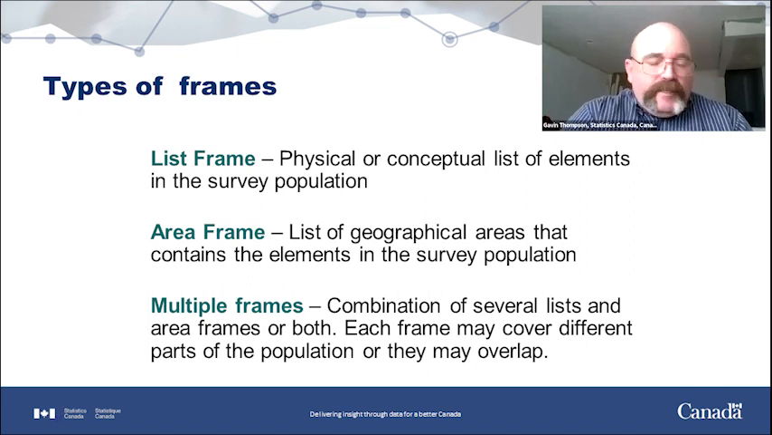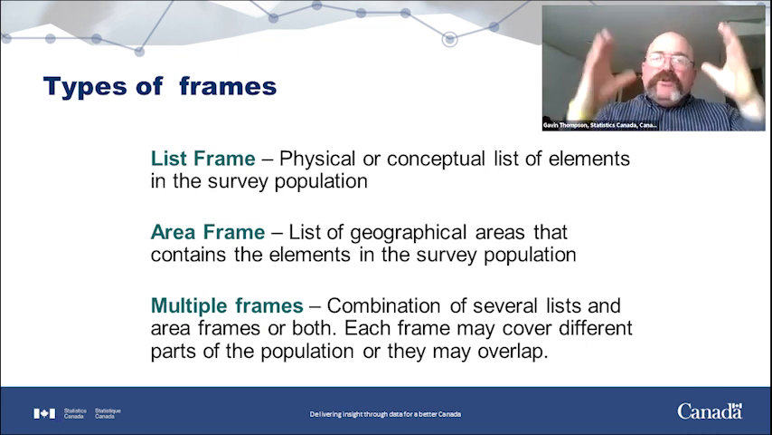So for people my age or older, we remember the phone book with just lists and lists and lists of phone numbers. For my younger students, this seems like a horrible violation of privacy. The idea that their name and phone number and address were published in a book that got delivered to everyone. So times are changing, but everyone should have an idea of what a list frame looks like. An area frame is more of a geographical area.